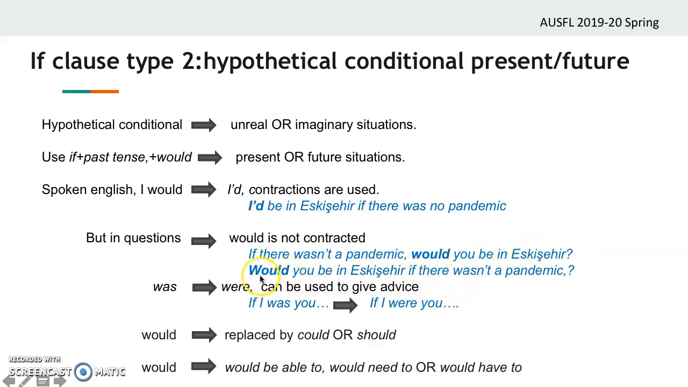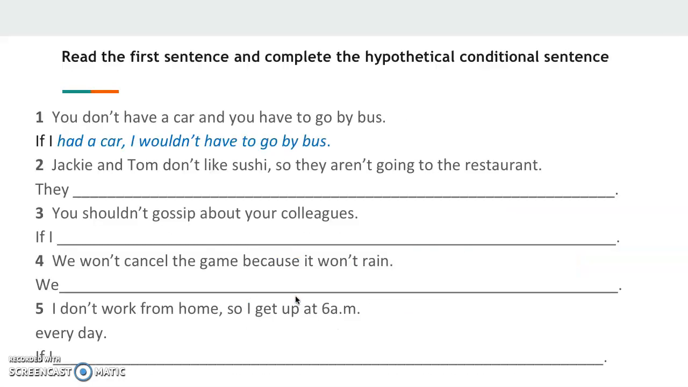Don't forget, when the result clause comes first, you don't use a comma in the middle. You just use a comma if the sentence starts with an if clause. Now, when giving advice, people generally say, if I were you. If I was you is actually grammatically correct, but in spoken English or while giving advice, people say, if I were you. And remember, would can be replaced by could or should, or would can also be replaced by would be able to, would need to, or would have to.